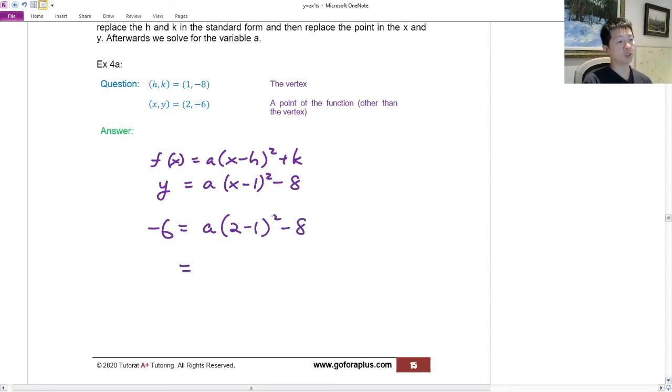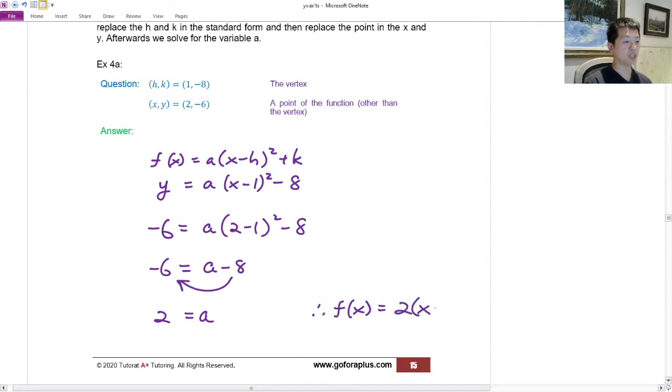2 minus 1 is 1. 1 squared is actually 1. So I have a minus 8 equal to minus 6 on the other side. I will move the minus 8 to the other side, and it becomes plus 8. Minus 6 plus 8 is going to be 2, equals my a. So therefore, my equation f of x is going to be 2 times x minus 1 squared minus 8. Okay, so I know the h and k, so I'll use the standard form, and then replace h and k, replace the point to solve for a, and then we found the equation.